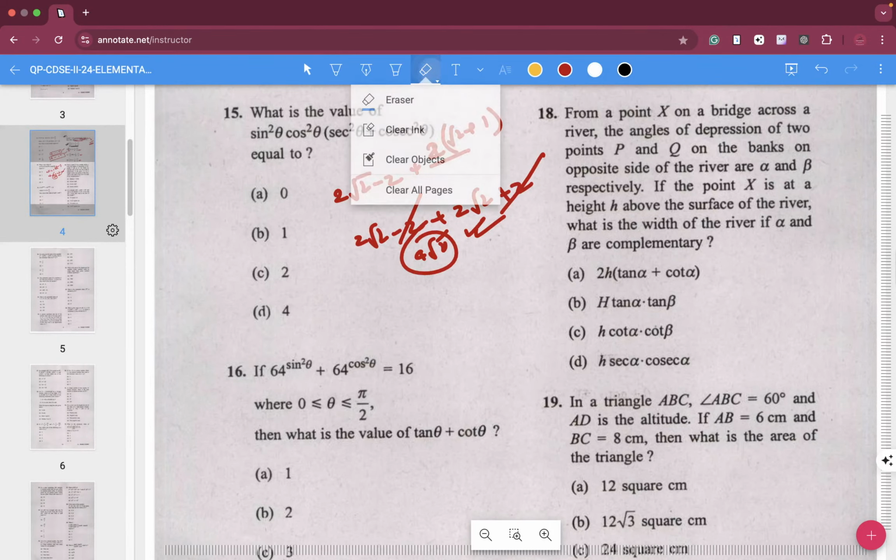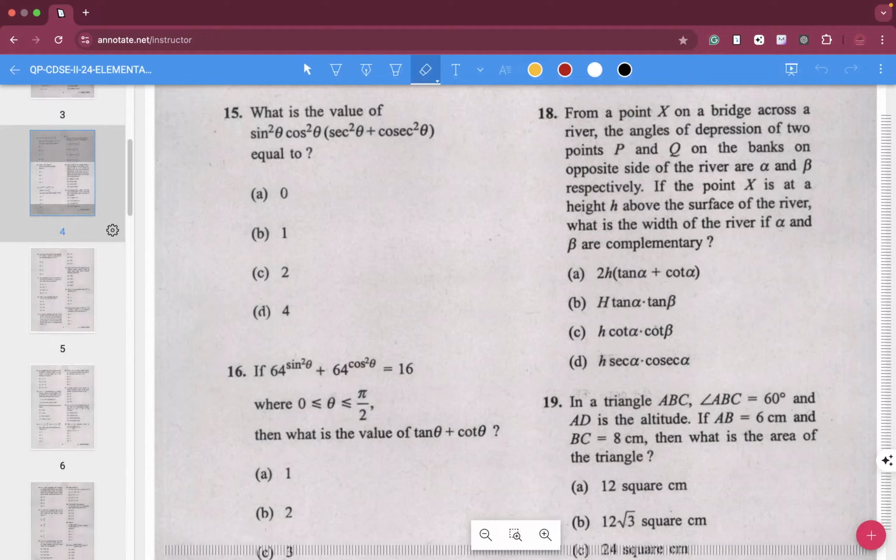Now this is an important question. That's how they make the question a little bit tough for you. From a point X on a bridge across the river, so let's say this is across the river and you are standing over here. This is the point X on a bridge across the river.